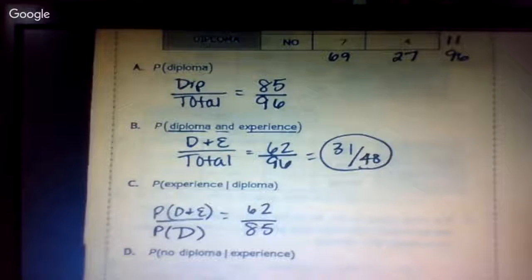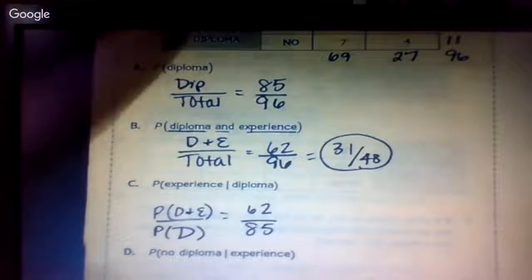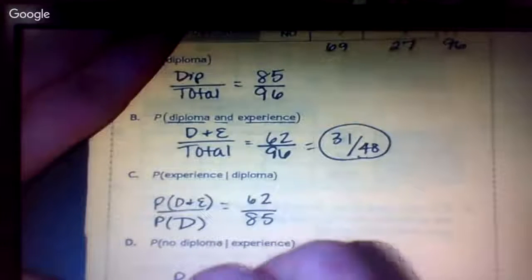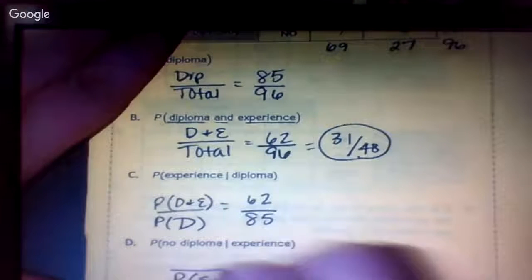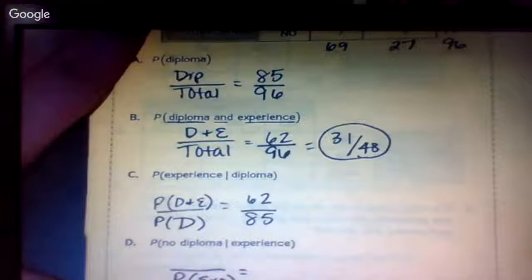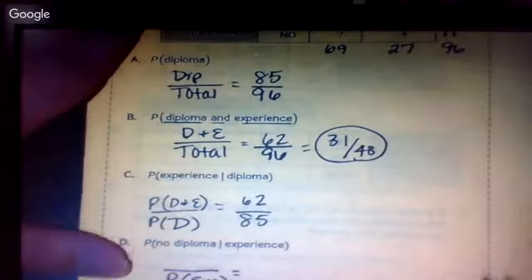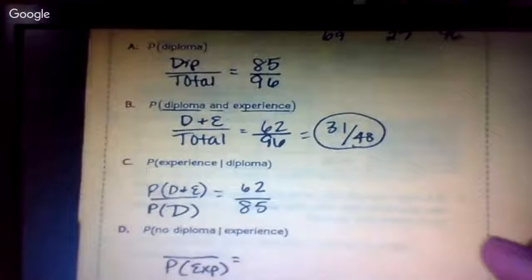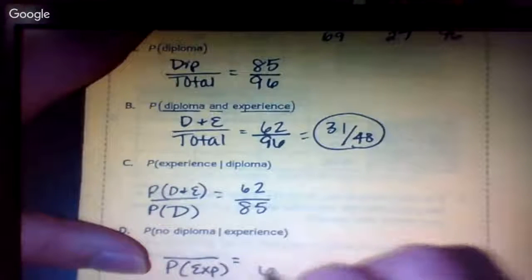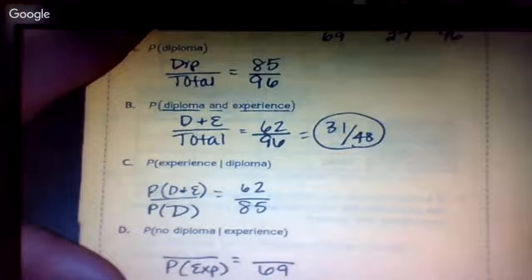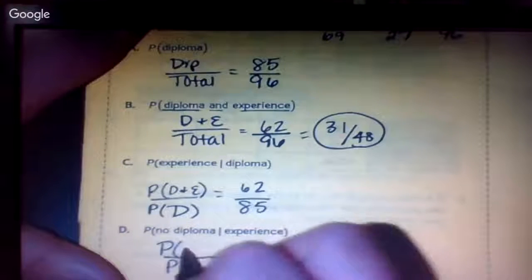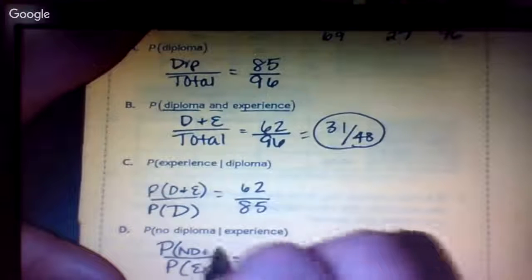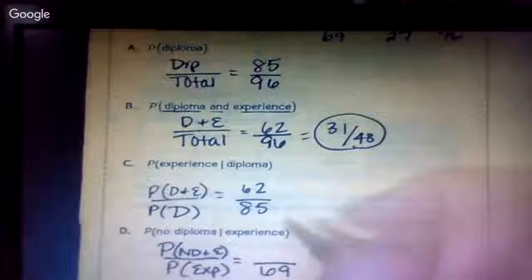And finally, the last one. Is this conditional or not? Yes, it's conditional. What's my first condition? Experience. The probability that I have some experience. How many people have experience? Total people that have experience. We're not doing anything else but experience right now. 69. Of those 69 people, how many have no diploma? 7.